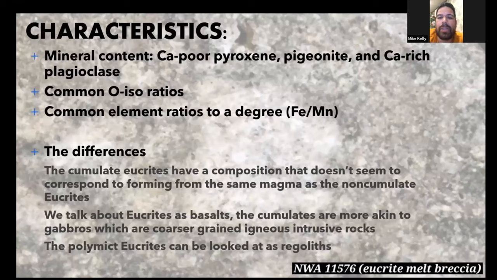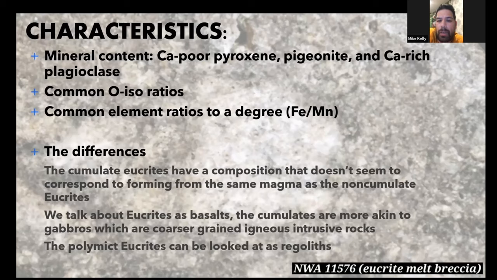So looking at the characteristics, what are these things? Again, we said that they're mostly considered to be basaltic. So they contain mostly calcium-poor pyroxene, they contain pigeonite, and they contain calcium-rich plagioclase. Those are the three major minerals in there. We know they're all related because when you do O-isotopic ratios on them, they all fall in that same region when plotted, and for the most part they have a similar set of ratios for some of their chemical compositions. Like the iron to magnesium ratio is the same on the majority of the minerals in there.